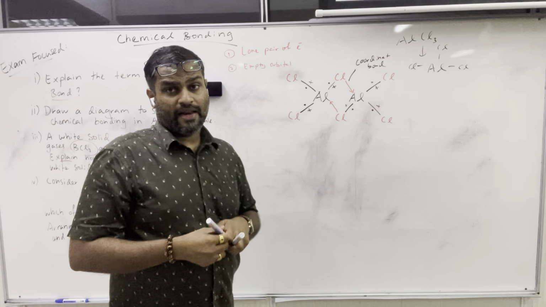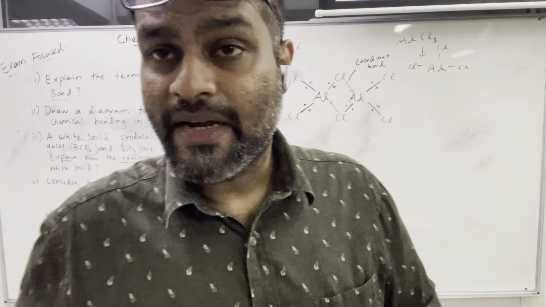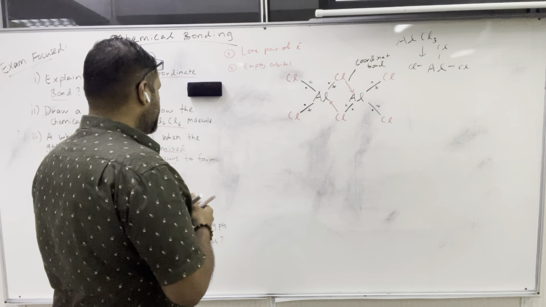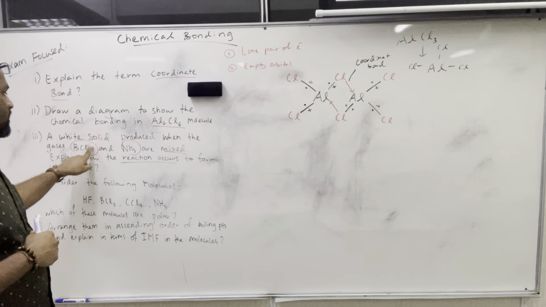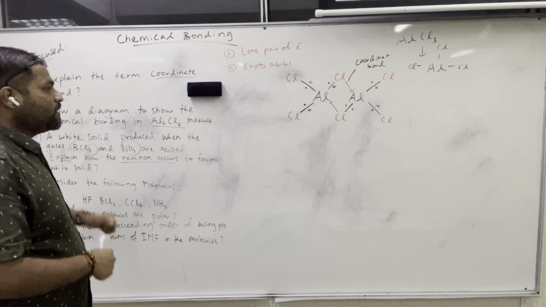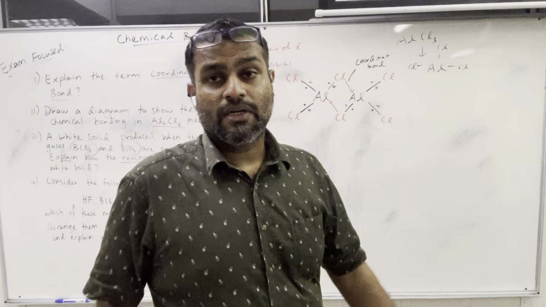Okay, this is a very direct, simple question. How to do this? Very simple. For boron trichloride and ammonia, first identify what type of molecule each is, because this is to do with dative bonding. Boron trichloride, again, is an electron deficient compound.